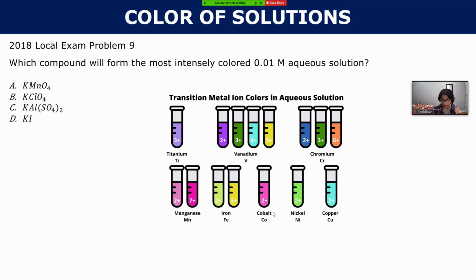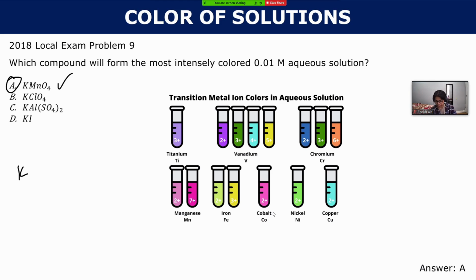Which compound will form the most intensely colored 0.01 molar aqueous solution? If you take a look at the answer choices, you'll realize the only one in which there's a transition metal that's going to be colored is going to be A, which is KMnO4. Chloride isn't a transition metal, potassium isn't, aluminum is a transition metal, but it's not colored, and then potassium and iodine are not transition metals. And so it must be A, because the rest are going to be uncolored. They're going to be colorless. And we are correct.